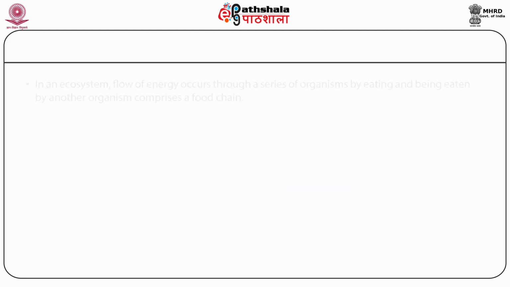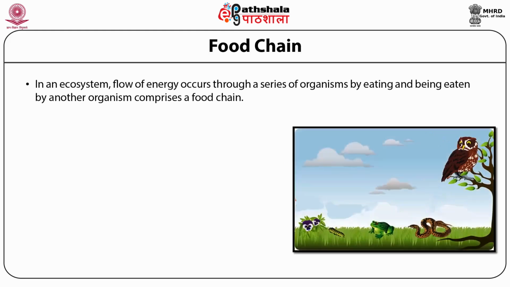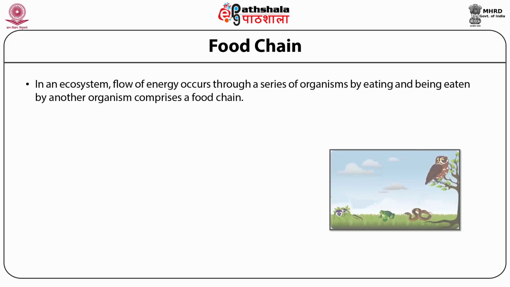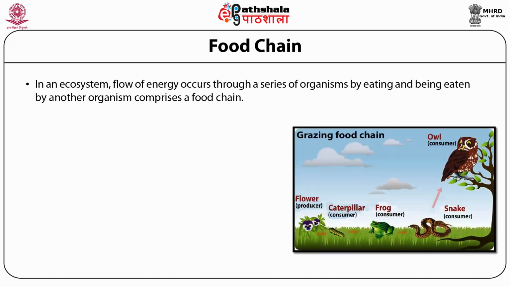Food chain. In an ecosystem, flow of energy occurs through a series of organisms by eating and being eaten by other organisms, which comprises a food chain. A food chain is called simple when it has only one trophic level besides the decomposers. A food chain is called complex food chain when it bears both producer and consumer levels.